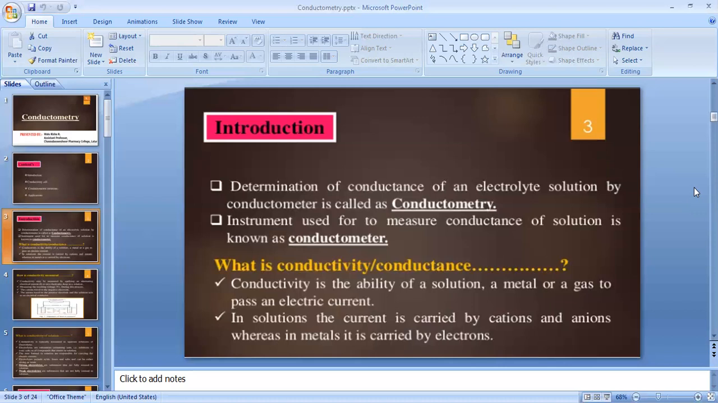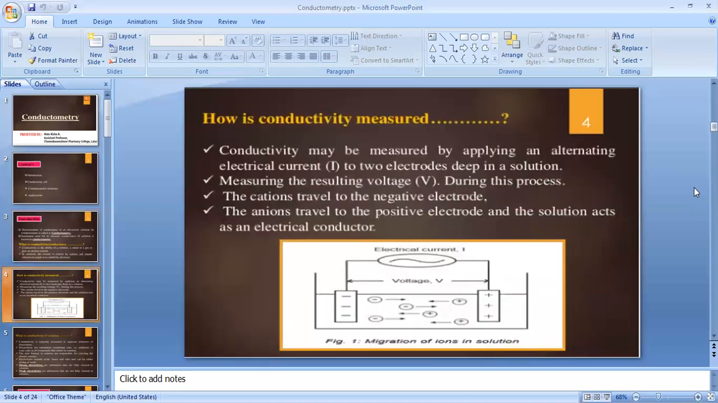So in conductometry, the analyte may be present in the form of a solution, or it may be present in the form of a metal, or it may be present in the form of a gas. By measuring the electrical conductance of the solution or electrolyte, metal or gas, we can find out the concentration of the analyte. Next is how we can measure the conductivity.